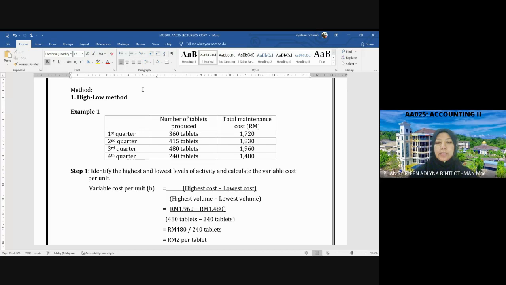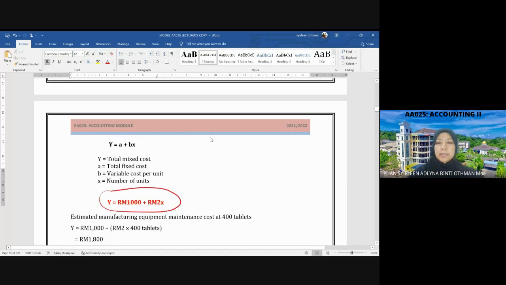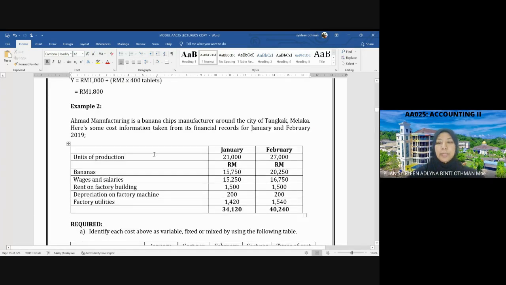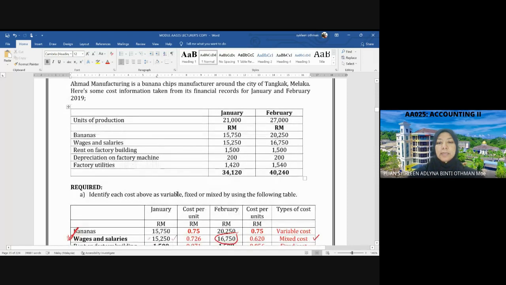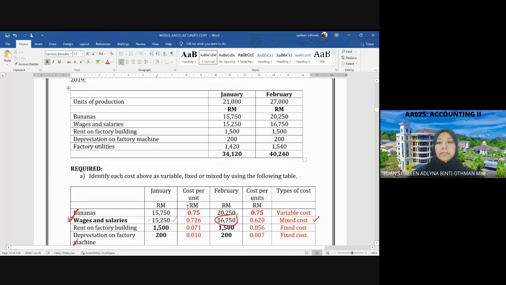Macam, okay, contoh macam ni I go back to example 2. Macam example 2 ni, sebab madam nak asingkan variable cost, mixed cost and fixed cost tadi, saya buat cost per unit tu, I buat untuk January and February. Make sense lah, sebab January ialah my lowest and February is my highest.